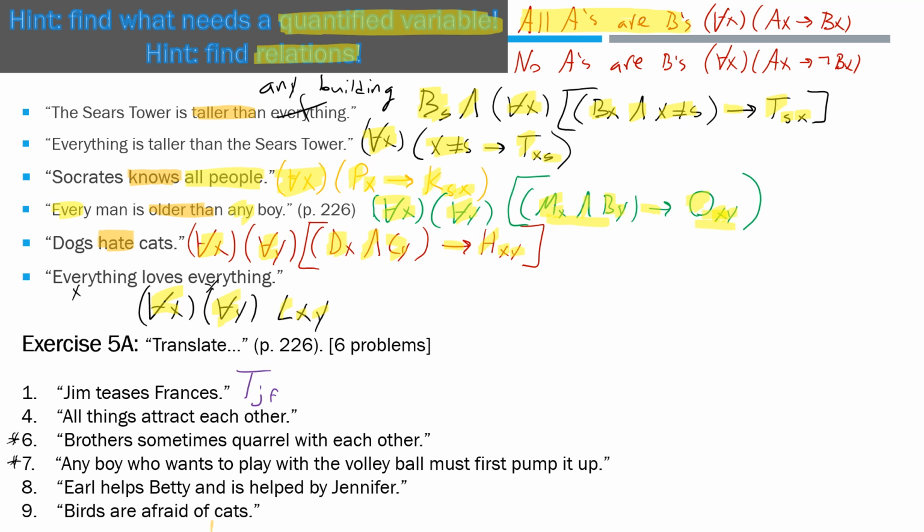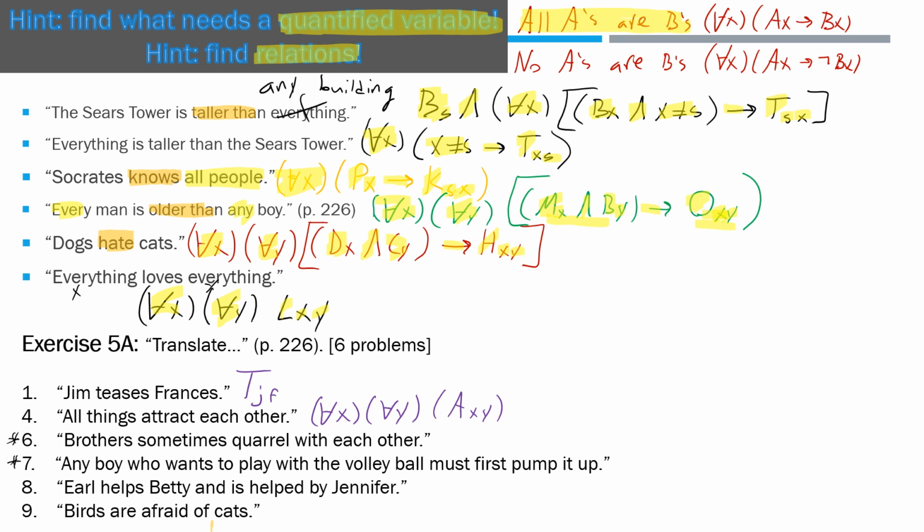All things attract each other. Well, that's pretty much like everything loves everything in terms of its general form, its general structure. So we have for all x, for all y, capital A, lowercase x, lowercase y. So for all x, for all y, x attracts y. All things attract each other.